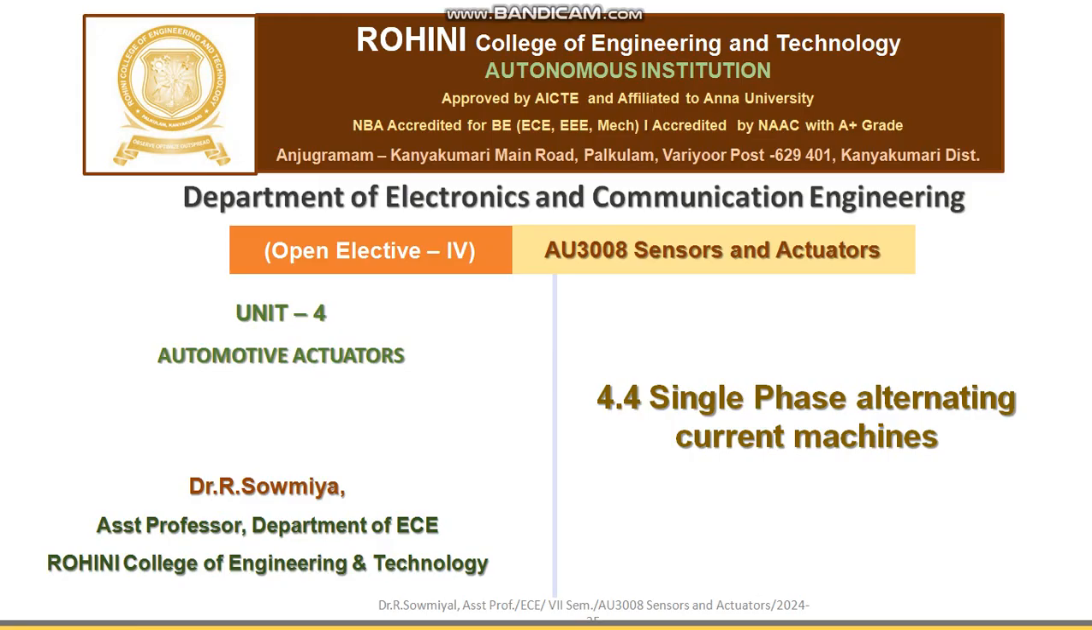Today we can see the subject sensors and actuators. Subject code is AU3008. Unit 4 is automotive actuators. Here we are going to see the topic single phase alternating current machines.